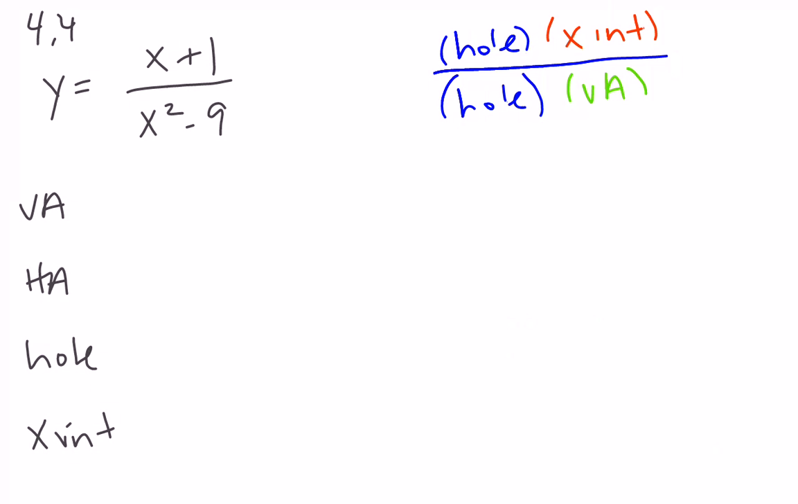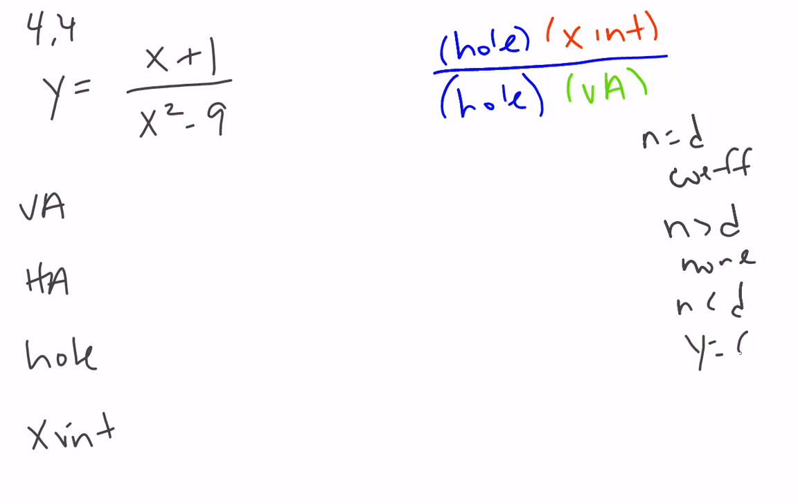Horizontal asymptotes: if the degree of your numerator is equal to the degree of your denominator, you use the coefficients. If the degree of the numerator is greater than the denominator, there is no horizontal asymptote. And if the degree is less than, the horizontal asymptote is y equals 0.